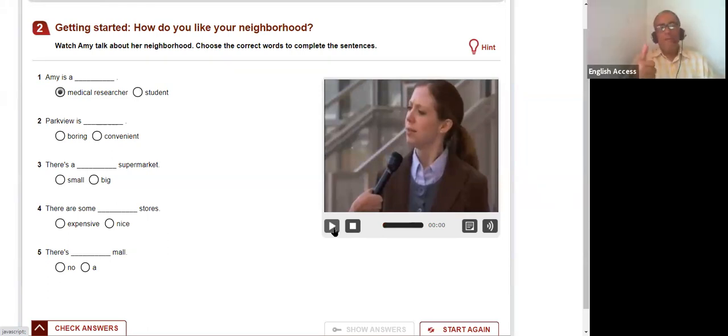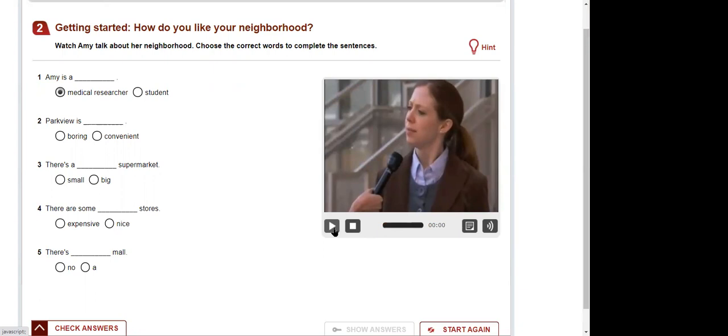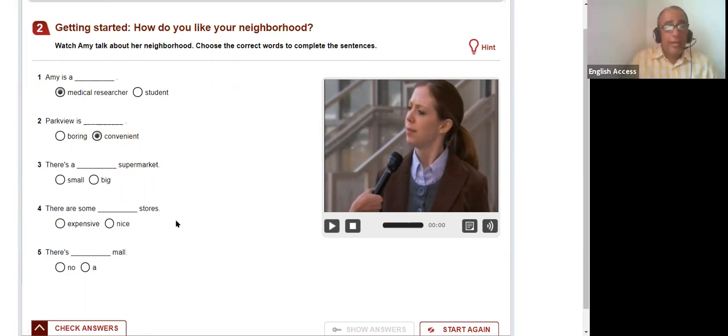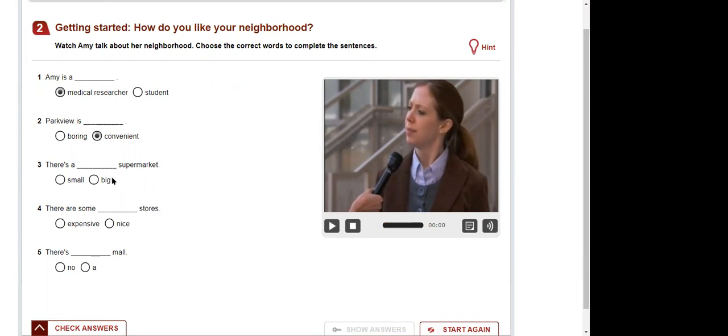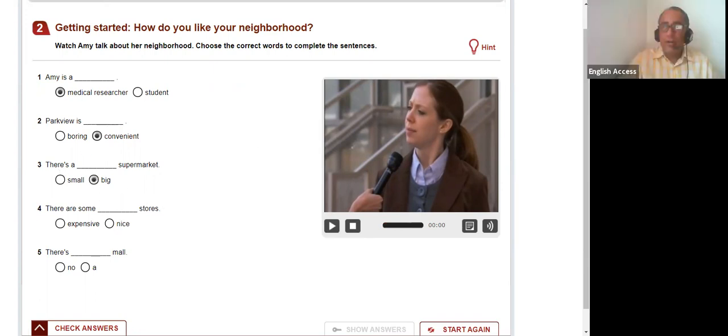Okay. So Amy is a medical researcher. Number two, Parkview is convenient. Number three, there's a big supermarket. You see here, this word is there is. The contraction there's means the same. There is or there's works the same.